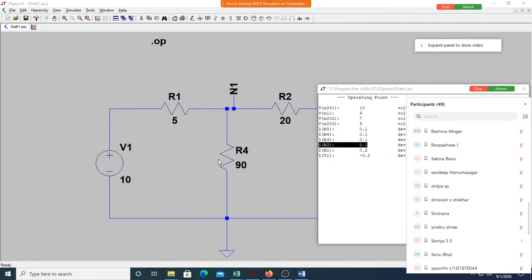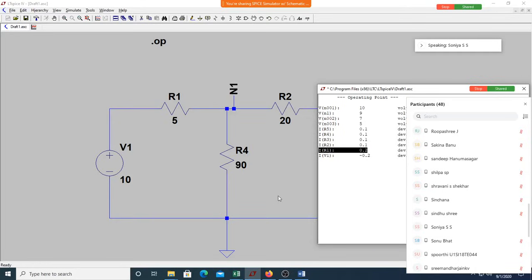So what is V1 now? The next line of your equation should be 10 is equal to? 5 into what is the current? I1 is the current of R1, that is 0.2. 0.2 plus 90.